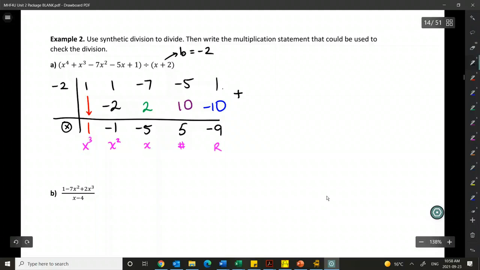Okay, so my final quotient is going to be x cubed, minus x squared, minus 5x, plus 5, and then the remainder is negative 9.